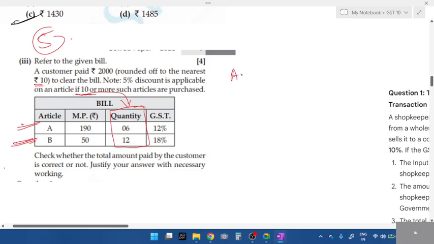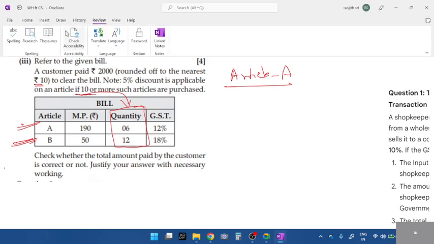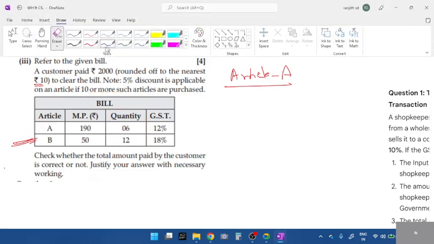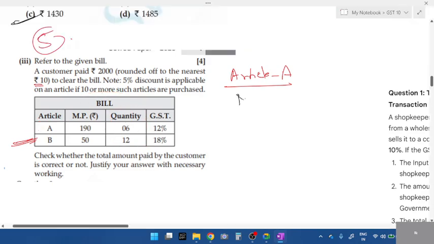Now start it like this. Article A. Is this clear? All of you understood? Can you respond or you want me to explain again? Okay, 5% will be applicable for Article B, students, not Article A. Okay, Article B. I'll tell you how to write. Write Article A. For Article A, what is the mark price? Mark price is 190. 190 is for one quantity.